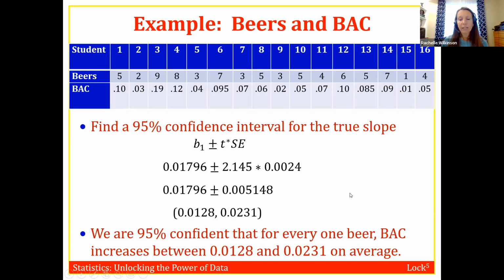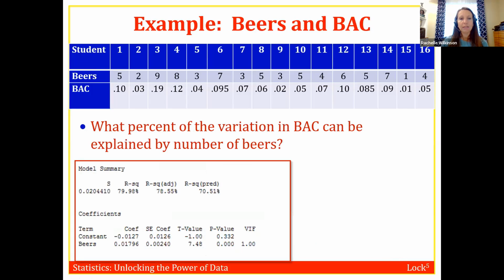All right, so now we've done a hypothesis test, we've done a confidence interval. One more question that we might get asked about this data is, what percent of the variation in blood alcohol content can be explained by number of beers? And if I ask a question like that, what am I really asking for? Like, what's the quantity that I'm telling you to find? Or what's the symbol for the quantity? Let's start with that. So when we're talking about the percent of the variation in the response that can be explained by the X variable, we're talking about R squared, exactly.